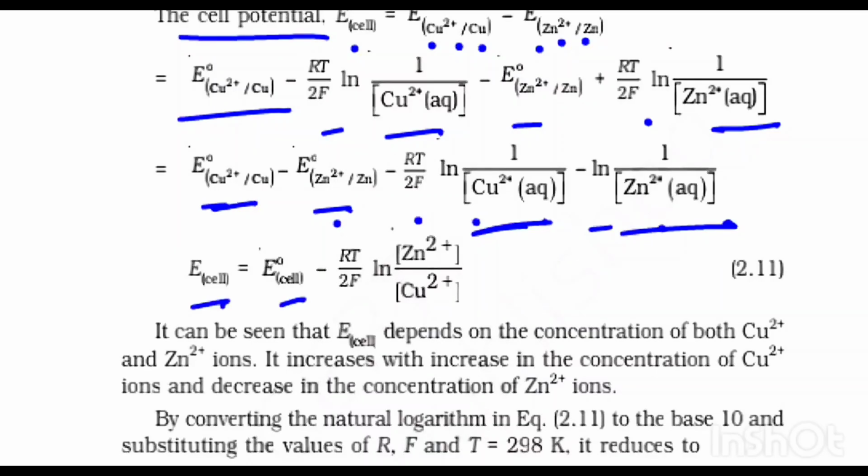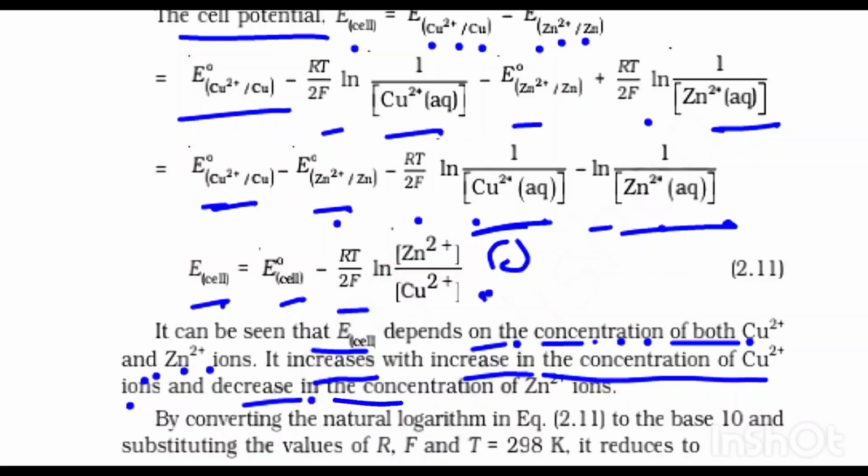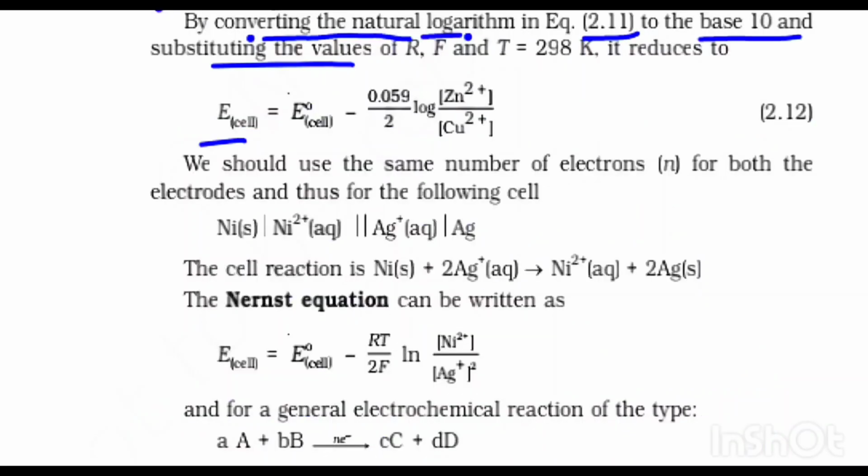E cell is equal to E naught minus RT by 2F ln [Zn2+]/[Cu2+]. It is seen that E cell depends on the concentration of both copper ion and zinc ion. It increases with increase in the concentration of copper ion and decrease in the concentration of zinc ion. By converting the natural logarithm in equation 2.11 to the base 10 and substituting the values of R, F and T equal to 298 Kelvin, it reduces to E cell is equal to E naught cell minus 0.059 by 2 log [Zn2+]/[Cu2+].